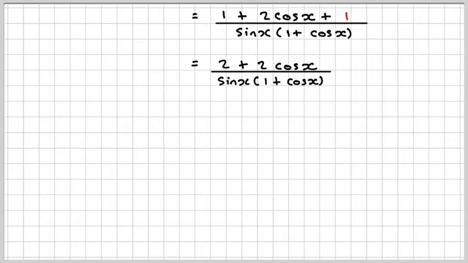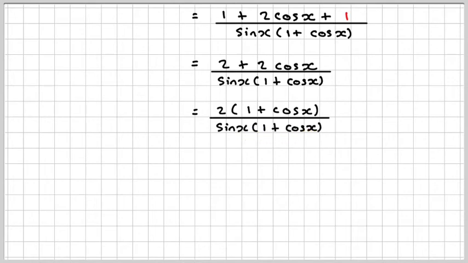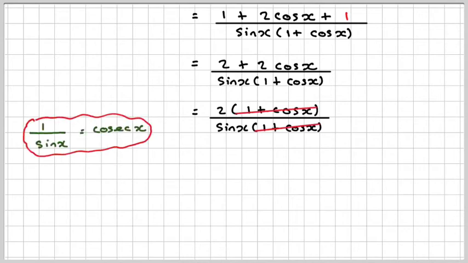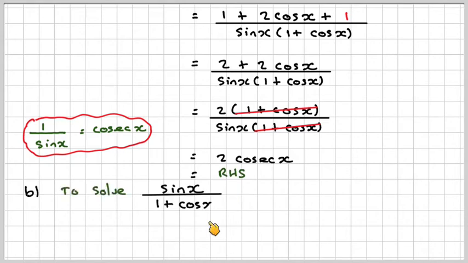1 plus cos x. There's a common factor here of 2, so there's a technique of factorizing. So 2 times 1 plus cos x over sin x, 1 plus cos x, they cancel out, and therefore we know that 1 over sin x is cosec x, so we get 2 times cosec x, which is equal to the right hand side. We now have to solve the original thing.